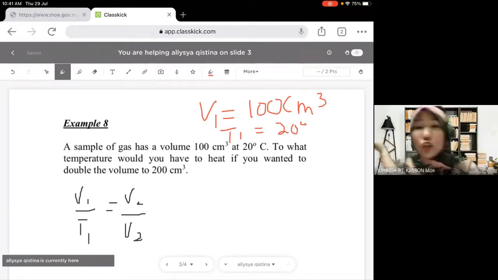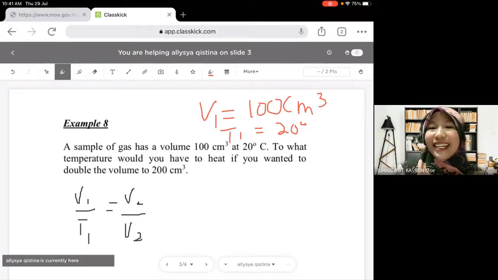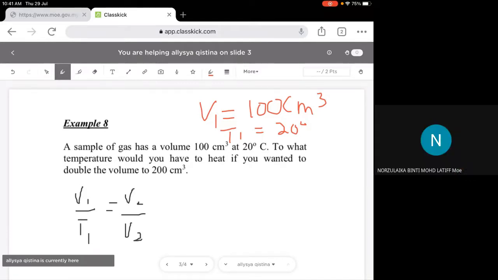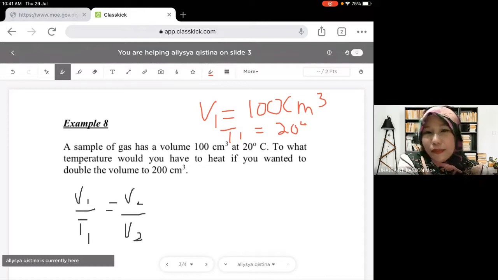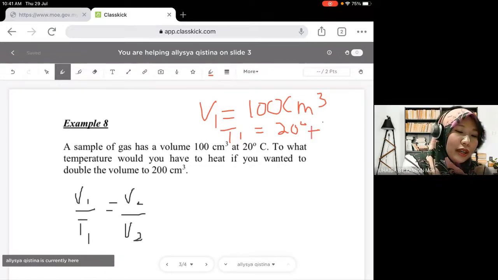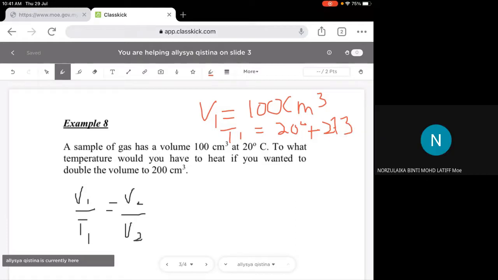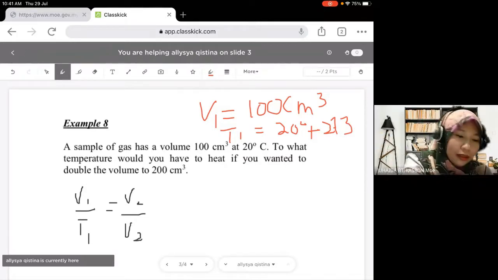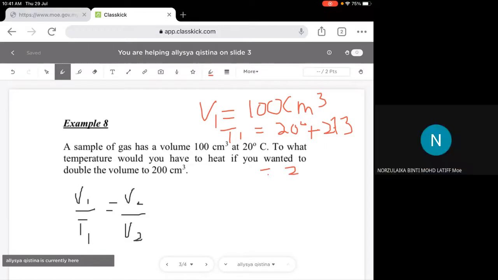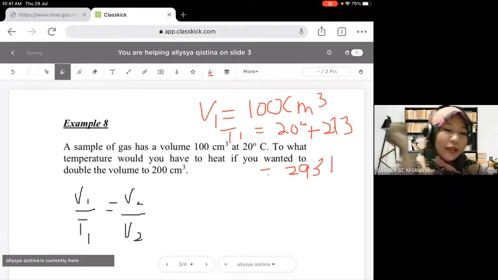Okay, so please remember that in gas law, all the temperature must be in Kelvin. When you want to use the formula, you need to convert the degree Celsius into Kelvin. Zulaika, do you understand about that? So please convert it. So 20 degrees Celsius convert to Kelvin, plus 273. Okay, Alisha, berapa? 293. Yes, thank you very much. 293 Kelvin. That is the T1.